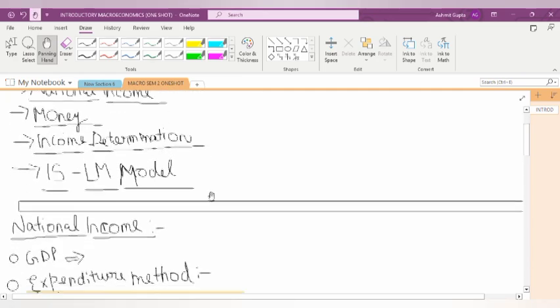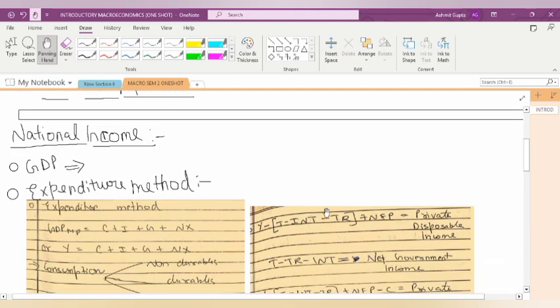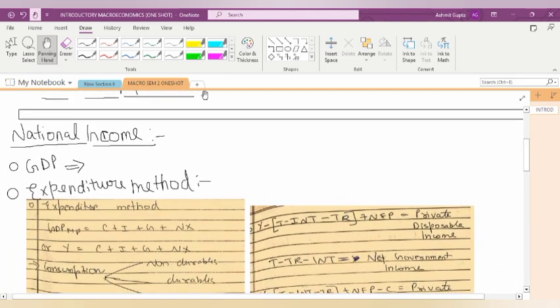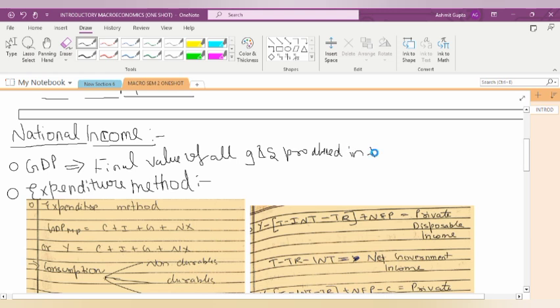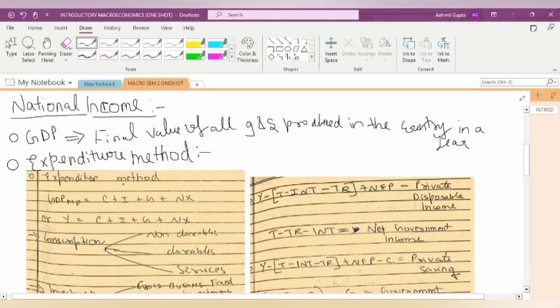First, in national income, we have the GDP, which is a very simple concept. It is the final value of all final goods and services produced in the country in a year. Mind the handwriting, it's a bit dirty.